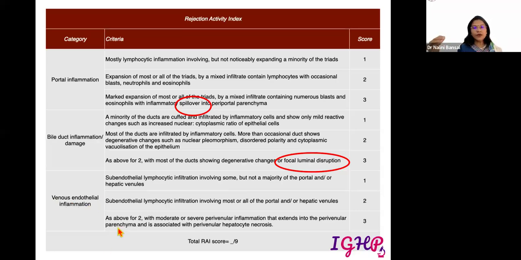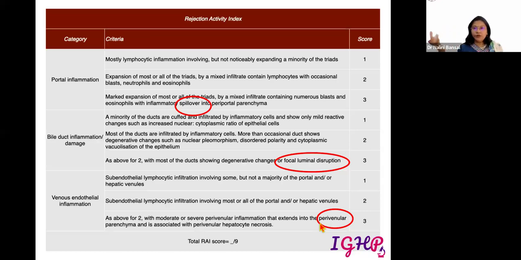Now, in this venous endothelial inflammation, as I already said, we are talking about the portal as well as the hepatic venule. So we are also talking about the central vein and the inlet venules here. This inflammation could be in some of the portal veins or in most of the portal veins. Or the inflammation could be in the central veins, wherein it has started damaging the liver cells. Once it has started damaging the liver cells, that is considered the gravest part of venous endothelial inflammation.